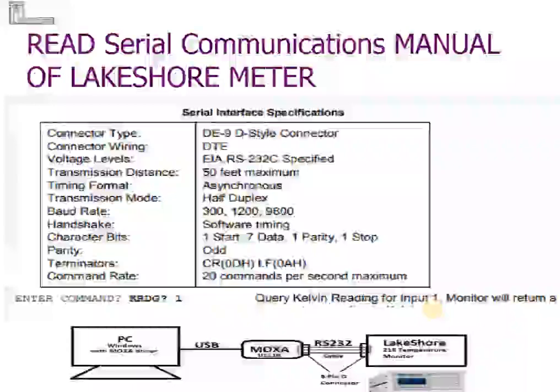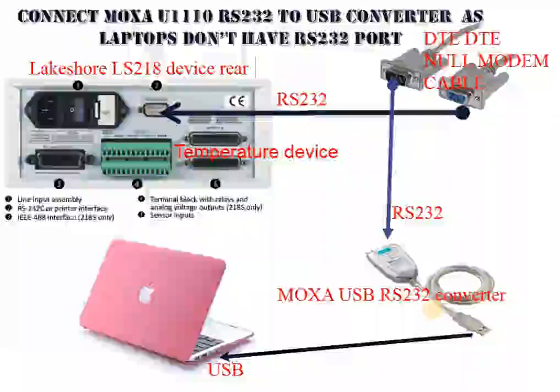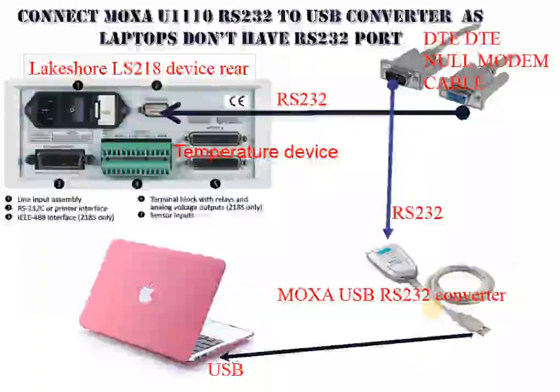This is the rear portion of the Lakeshore LS218 meter. You can connect the RS232 connector at the back through a cable which you make, which is a DTE null modem cable. That is, pins 2 and 3 are interchanged, 5 is common. Then connect it to this Moxa converter and connect it to the PC. As soon as you connect it to the PC, a COM port will appear on the PC.